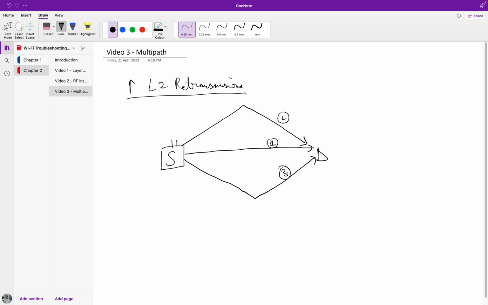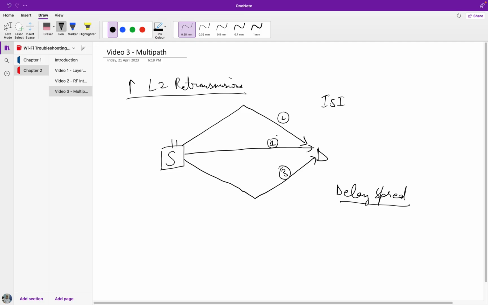Now, multipath can actually cause something called inter-symbol interference. The difference in the time taken by multiple signals to reach the destination is called delay spread. Let me write this down. So the difference in the time taken between these three signals to reach the destination with the same data is called delay spread.